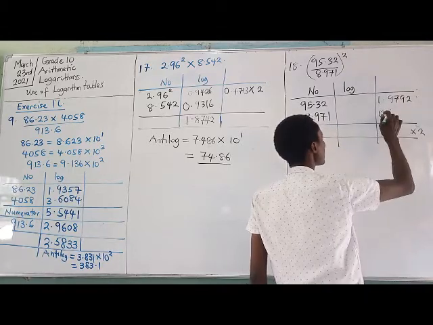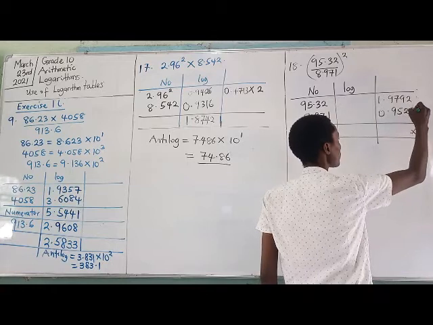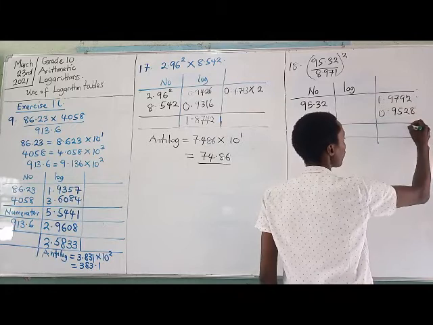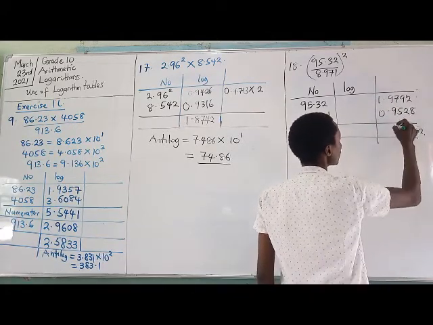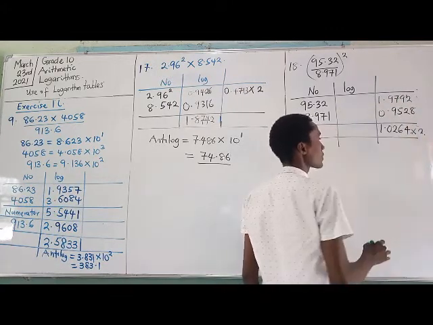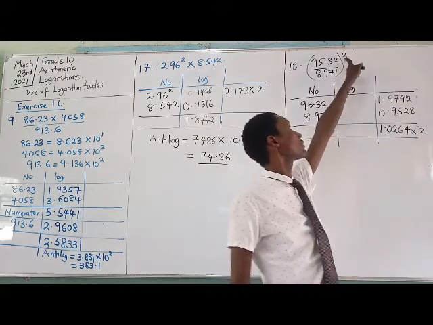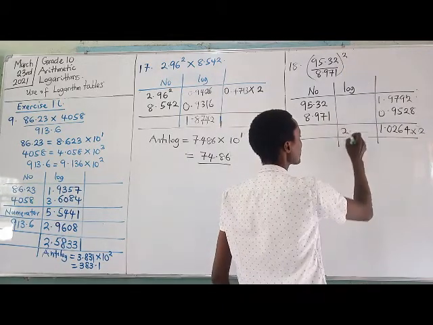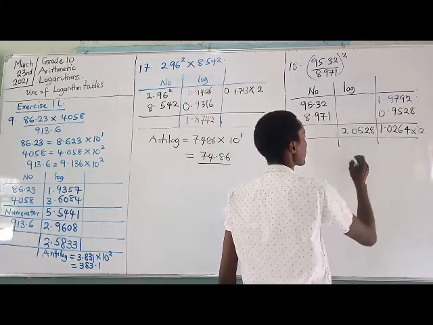9792. This will be 9528. Beautiful. You're subtracting, exactly. So this will be 4620, and that will be what? 1. Is that not? You multiply this by 2. Where is the 2 coming from? This one. So you multiply by 2, you're going to get 2.05 what? 28.